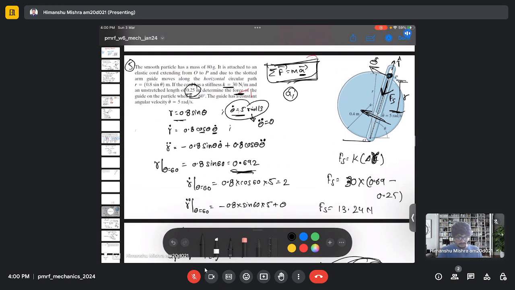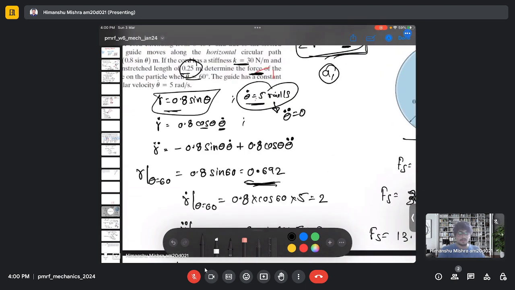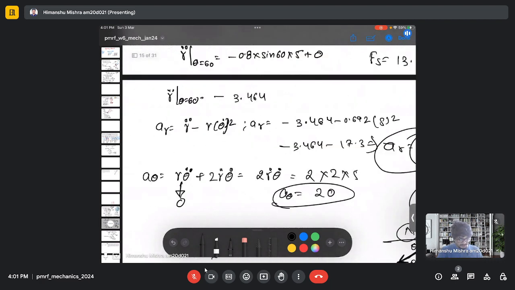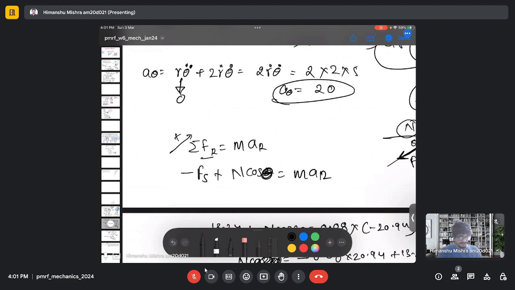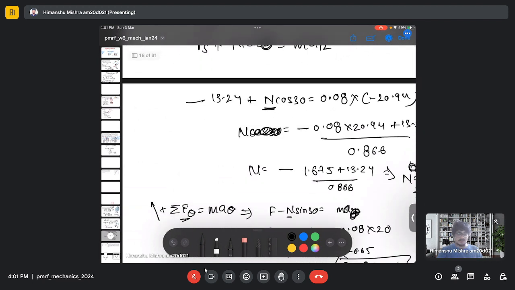And in the question we have already given r in terms of theta. So from this expression and from the given theta dot, which is 5, we actually found the acceleration in terms of A_r and A_theta. These are the polar components of the acceleration. Once we get this acceleration, we did the force balance analysis in both directions, the radial as well as the theta direction. And after doing this force balance analysis, we actually calculate the unknown force.